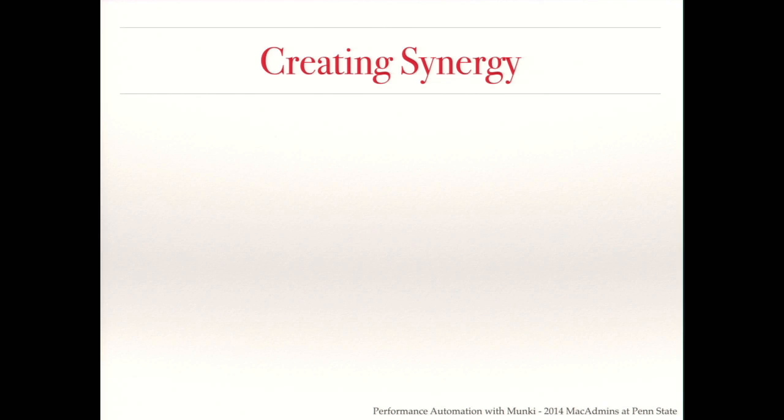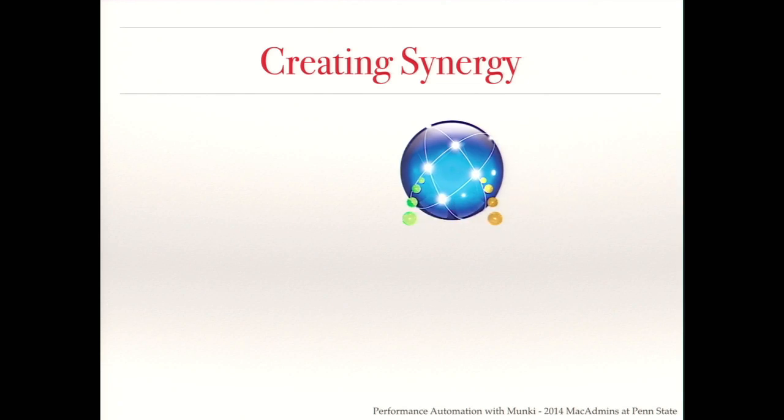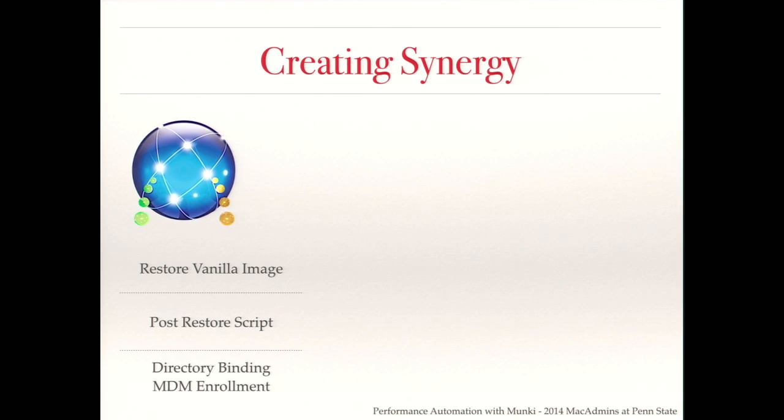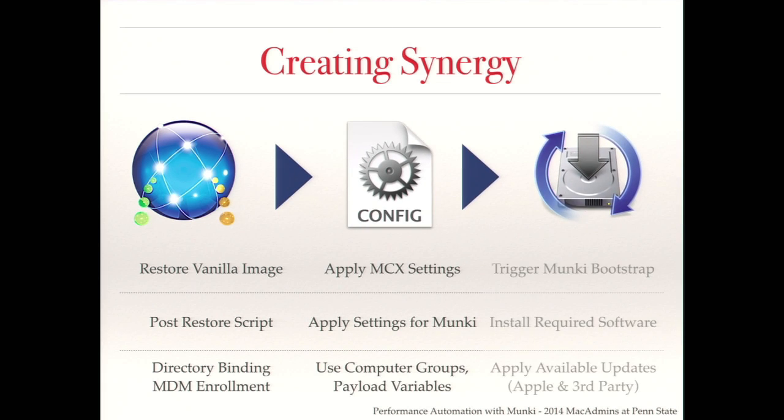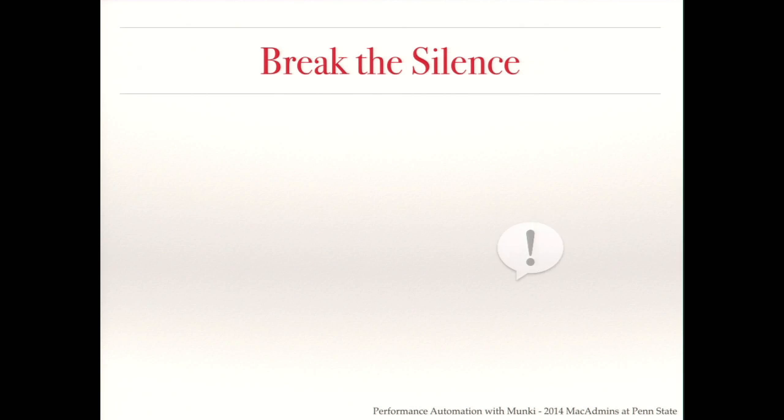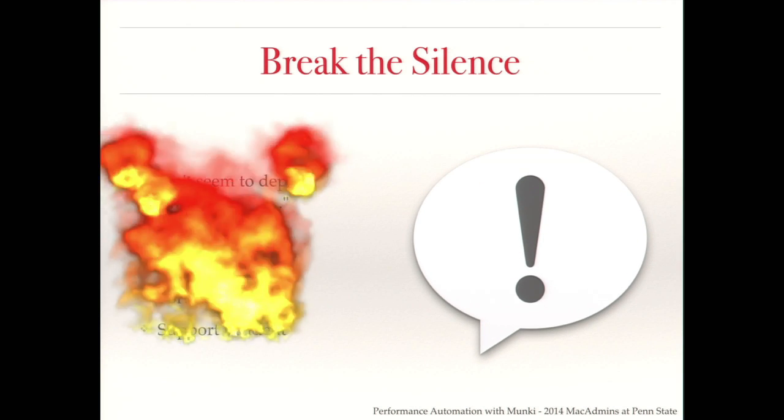So now that we've got all our tools, we sort of need to put them all together. So first step, we're going to use DeployStudio. DeployStudio is going to restore a vanilla image that we created with AutoDMG. It's going to maybe do some very simple one-off post-restore scripts, and it's going to maybe do some directory binding or enroll in your MDM server, your Profile Manager server. And then second step, that DeployStudio workflow will reboot, and sorry, it decided to jump ahead of me.